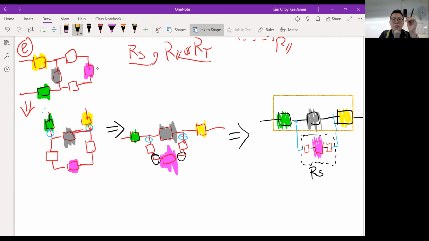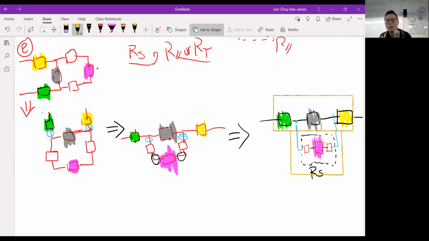Okay, they look like series, like side by side. But take note, because of the middle guy, there is a branch at the bottom here. If there is a branch at the bottom, it will not be series. 100% series means the resistors are side by side, nobody on top and nobody below. Only that arrangement is what we call a series arrangement.